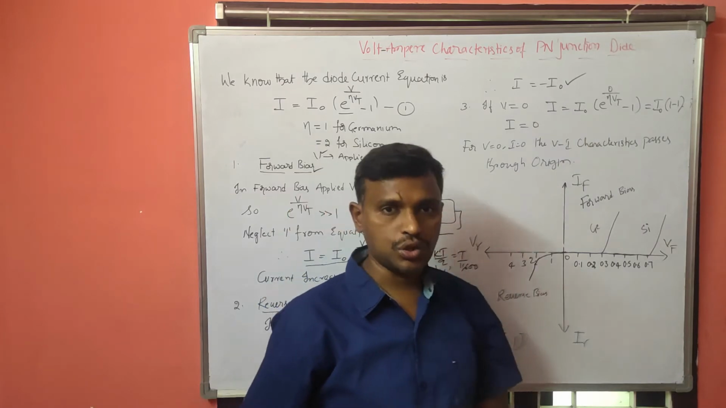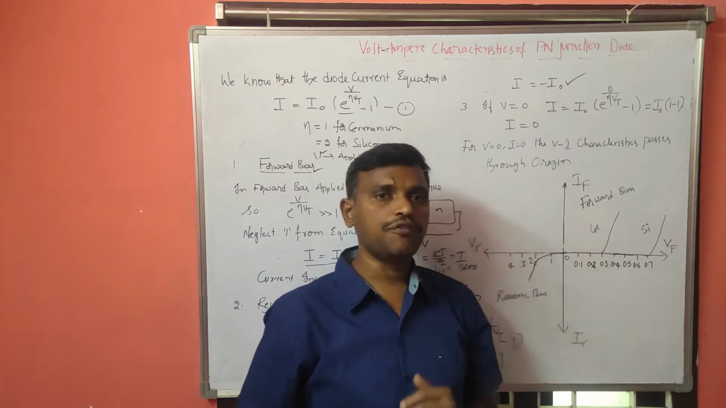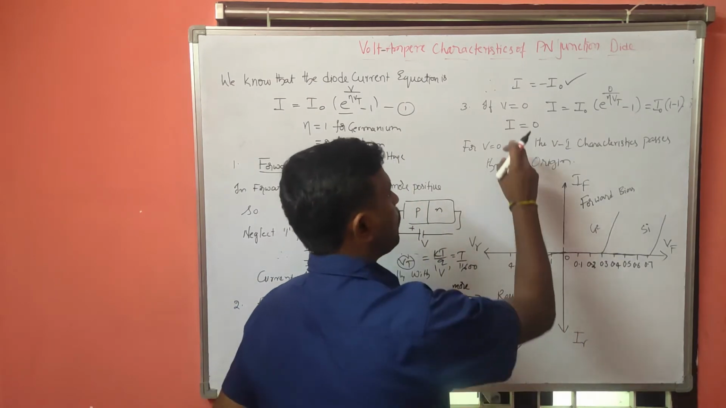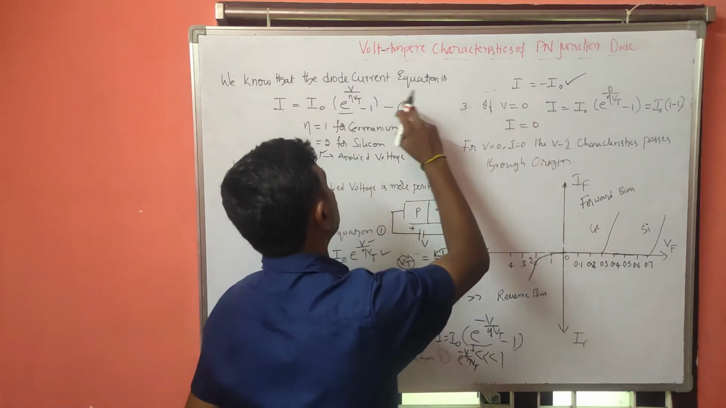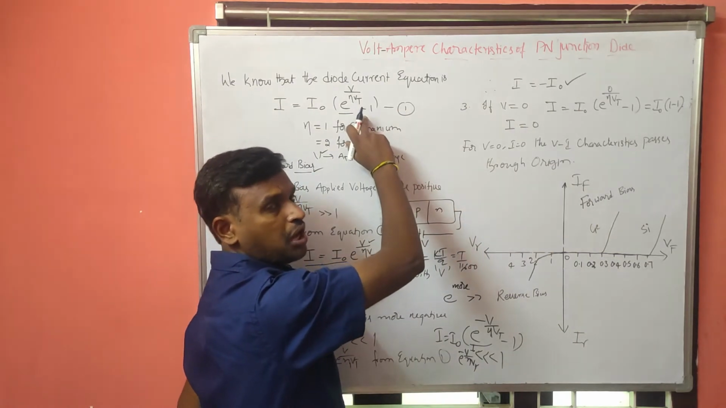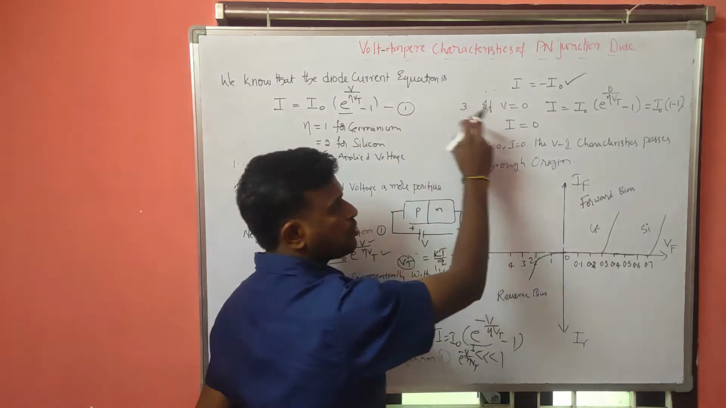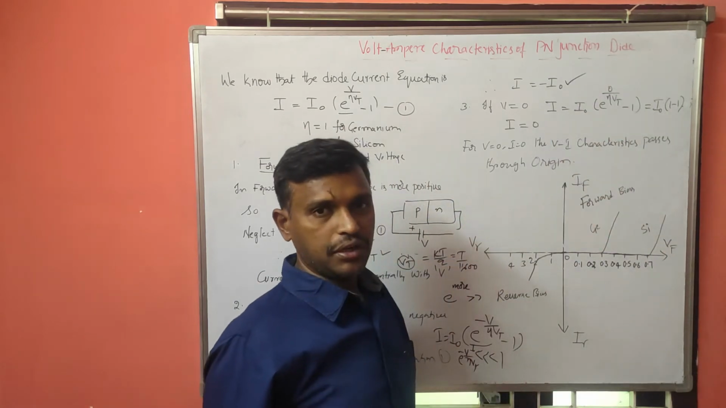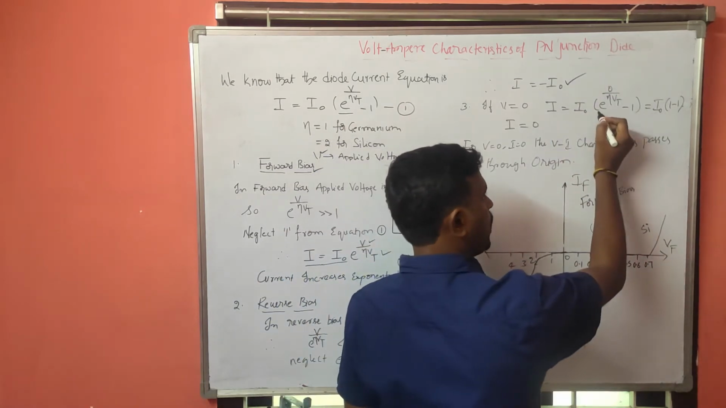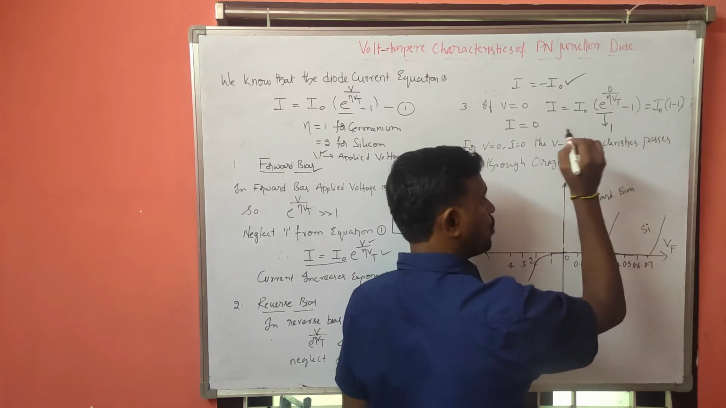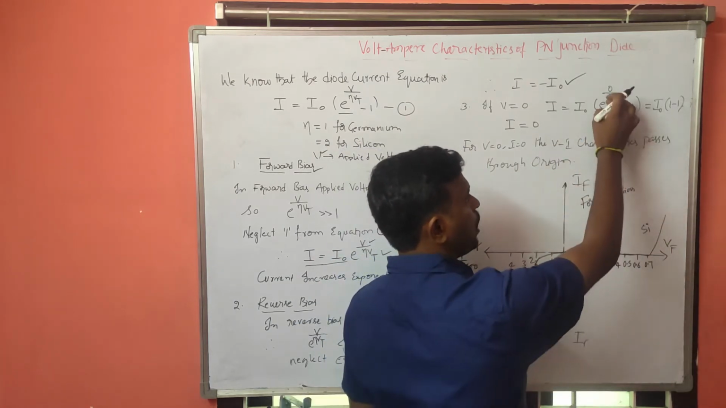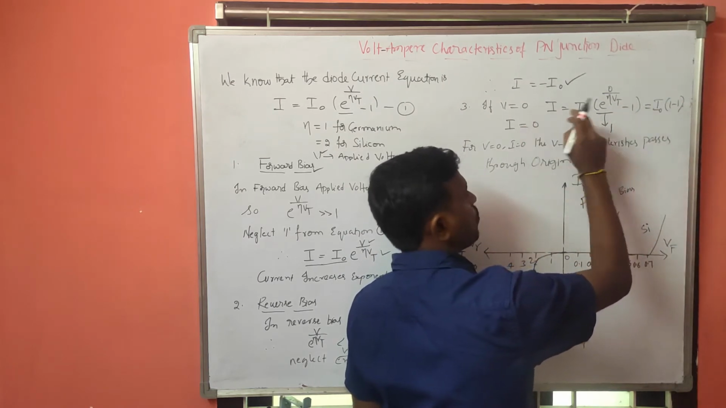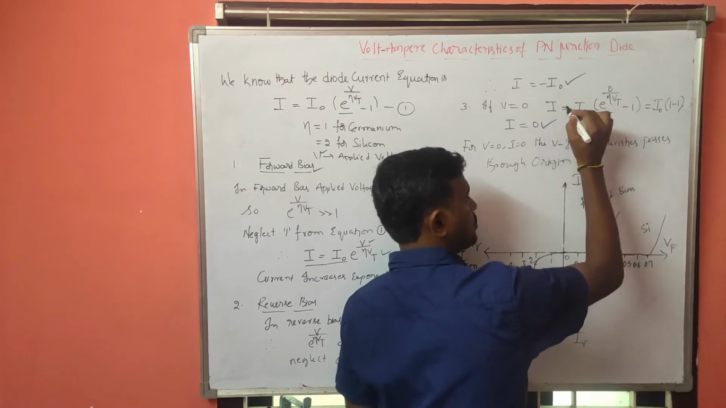Now another case we have is, if the applied voltage is 0, what happens? Applied voltage V is equal to 0. So in this equation, if I substitute V is equal to 0, I is equal to I naught into e power 0 by eta Vt. E power 0 is nothing but 1. So if I substitute that, here it is 1 minus 1, which is 0. So I is equal to I naught into 0, so we will get 0.